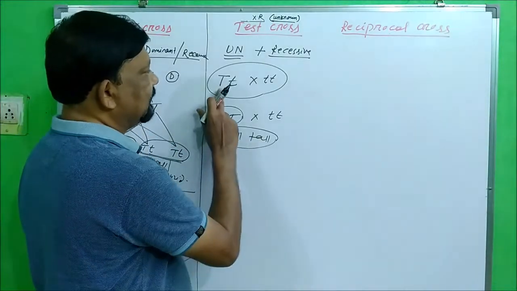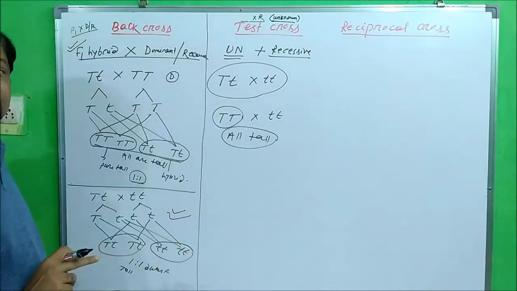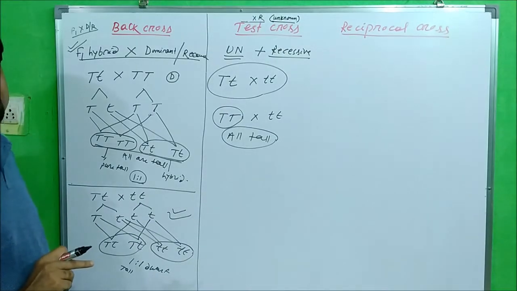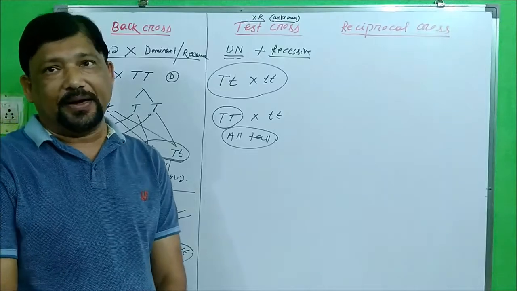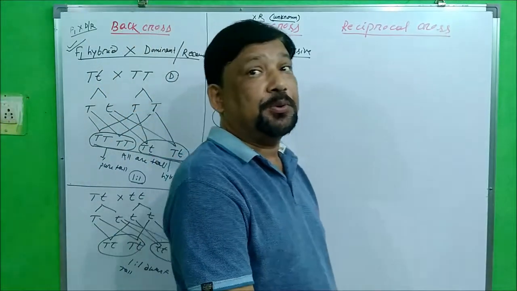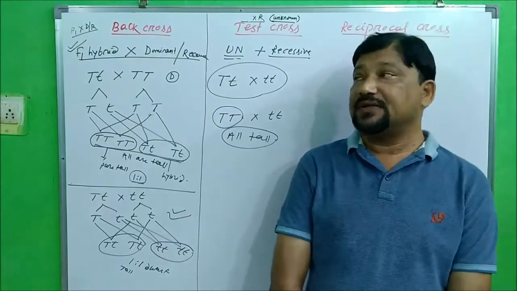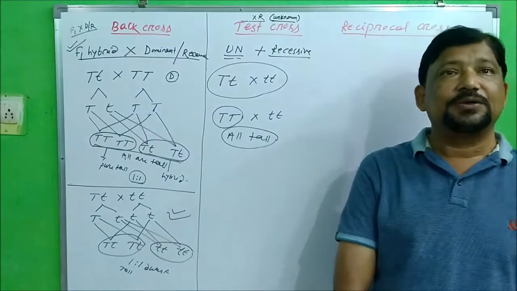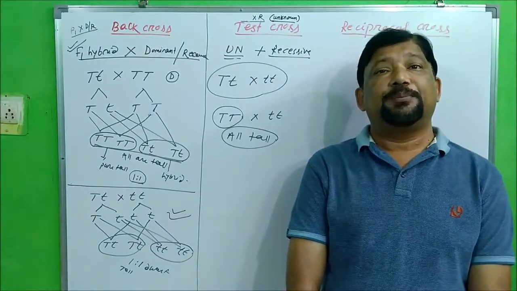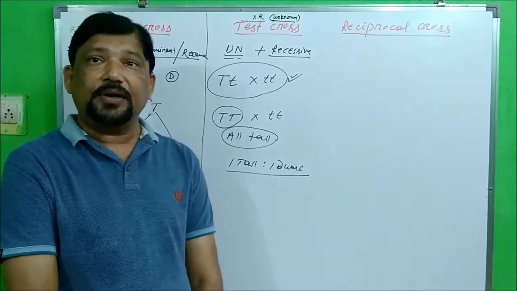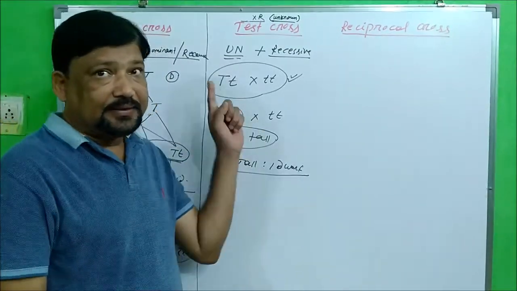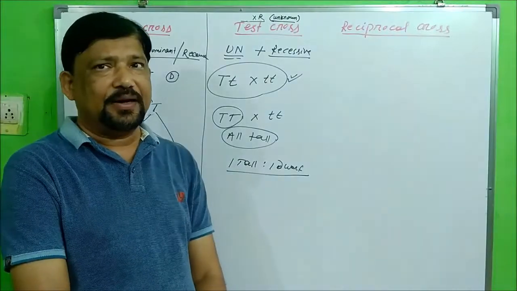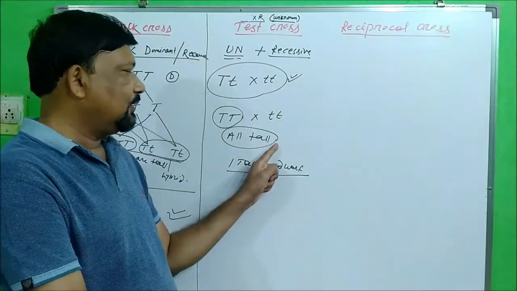If it comes like this, 50% tall and 50% dwarf, then it is a hybrid variety. So how to test pure line? This test cross is the answer to test the pure line. If you get a ratio of 1 tall and 1 dwarf, then that is a hybrid variety. If you get all tall, then that is a pure line.